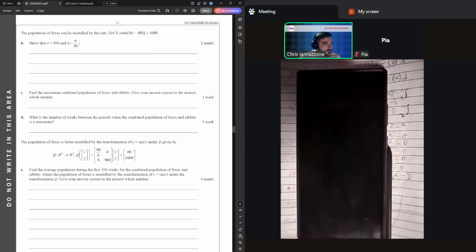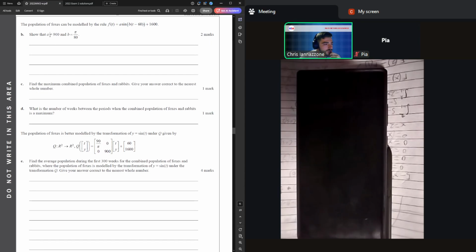Okay, part B. Foxes are this one. There's some unknown stuff in there. Show that A equals 900 and B equals pi over 80. Have you got your own PDF open, or do you need to see the other stuff? Because you do need to see the other information. No, but I can pull it up.